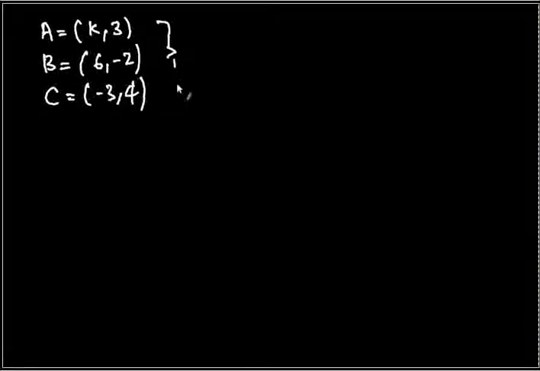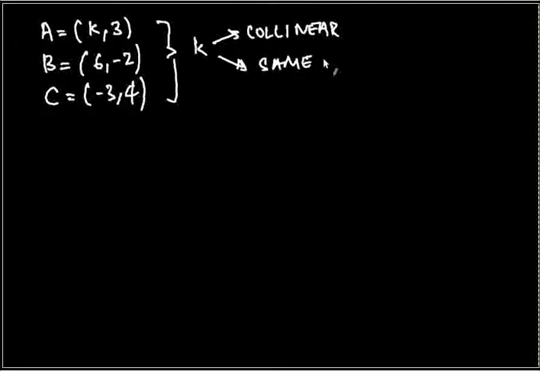And we are supposed to find the value of k for which the 3 points are collinear, which is just another way of saying that we want the 3 points to lie on the same line. And this is going to happen for some value of k, not for all values of k, but it will happen for some value of k, for A to be on the same line as B and C.